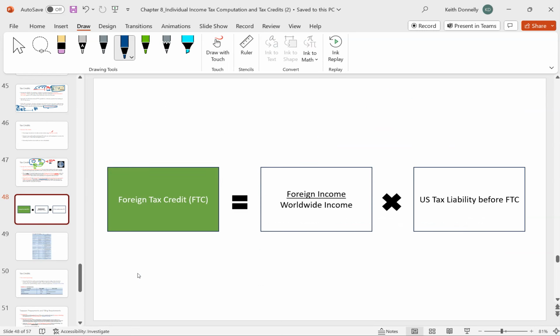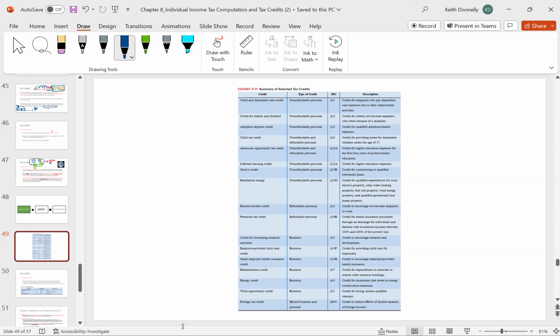How you calculate it, right? It's going to be your foreign income over your worldwide income times your US tax liability before the foreign tax credit. So this guy, right, you can just peruse through this.